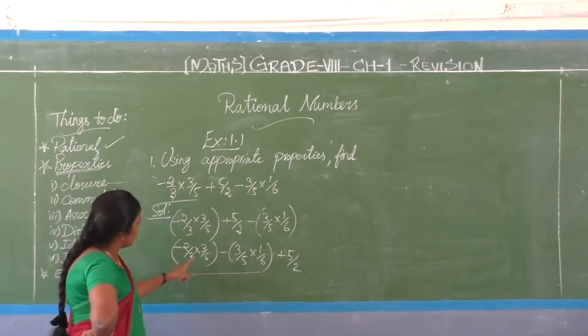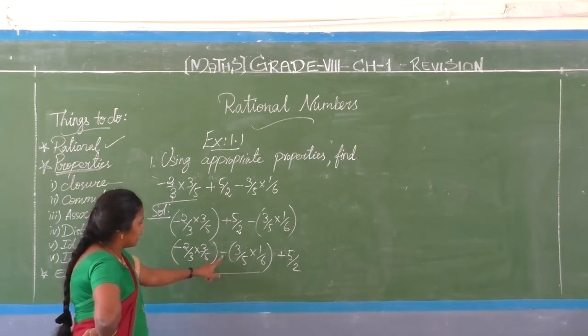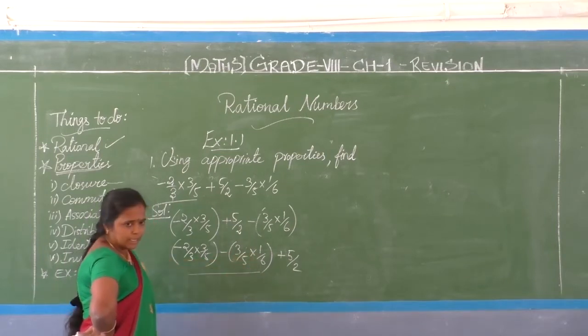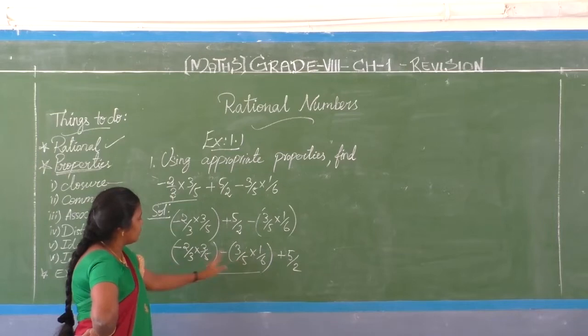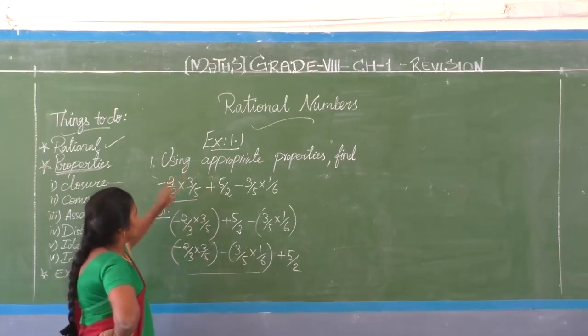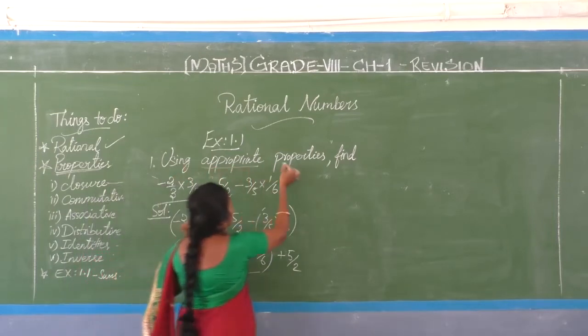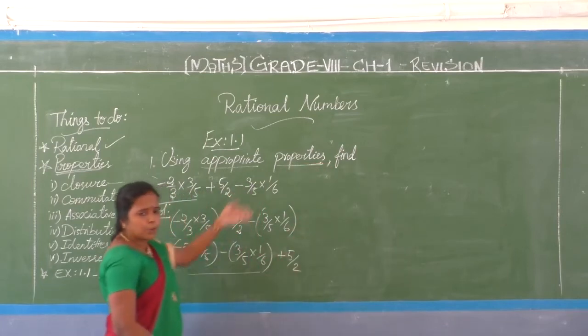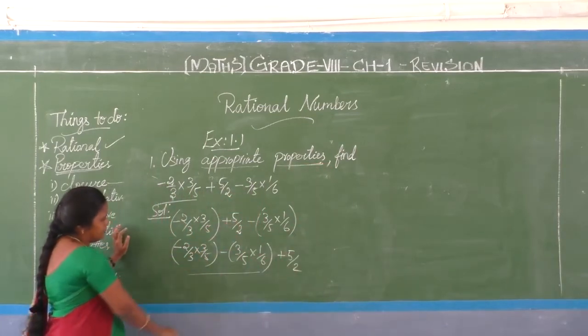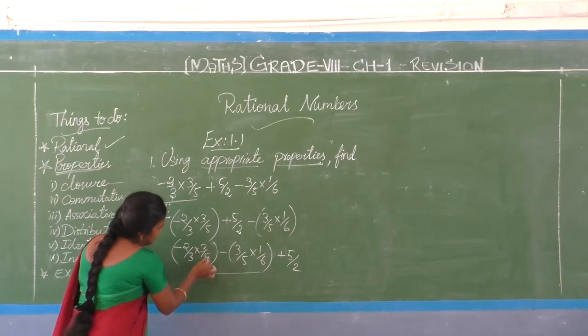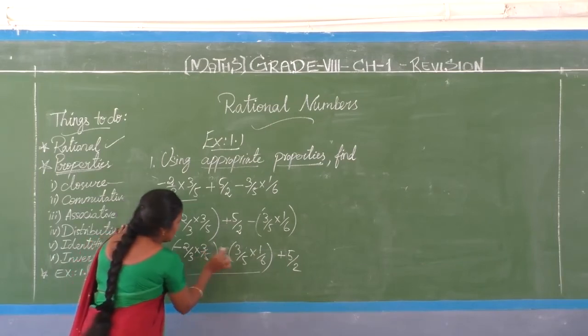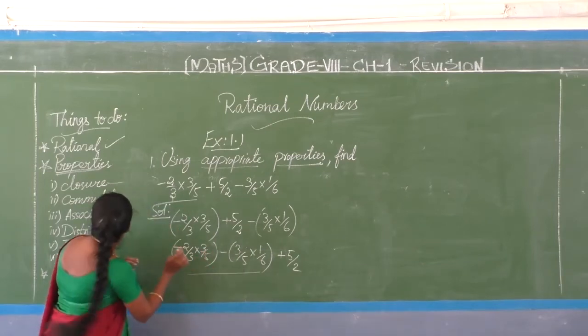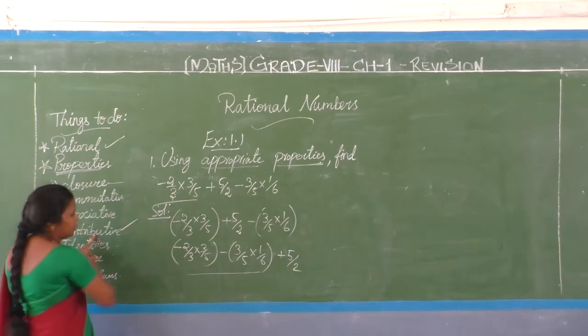See, minus 2 by 3 into 3 by 5, minus 3 by 5 into 1 by 6. Here which number is repeatedly coming? 3 by 5. Actually, what title is given? Using appropriate properties. Which property is suitable here? If you see, which number is repeatedly coming? 3 by 5. Which property? Distributive property. Clear?